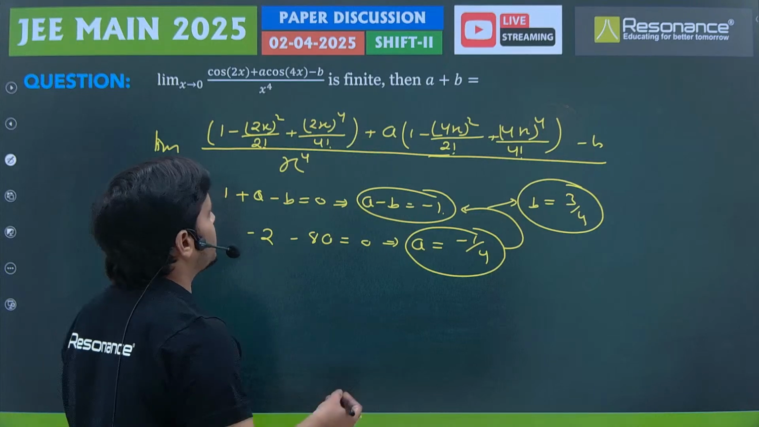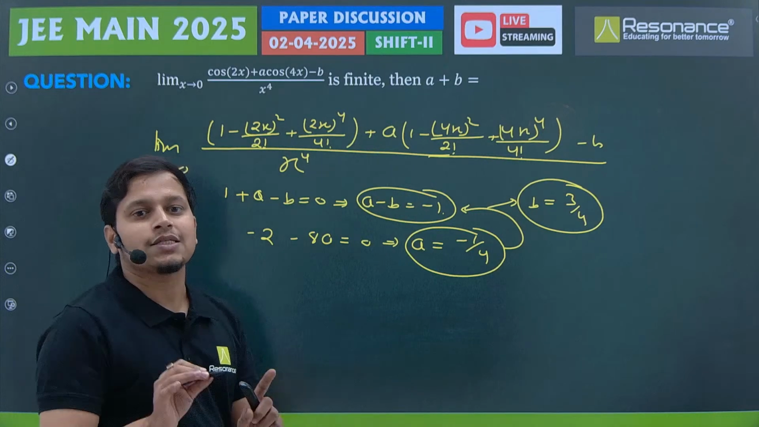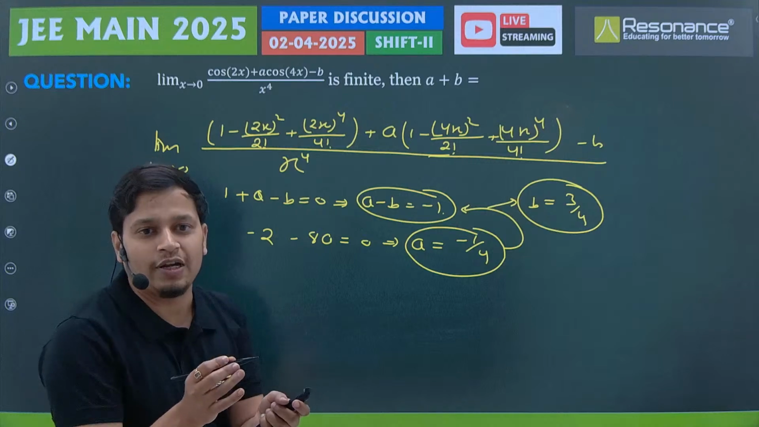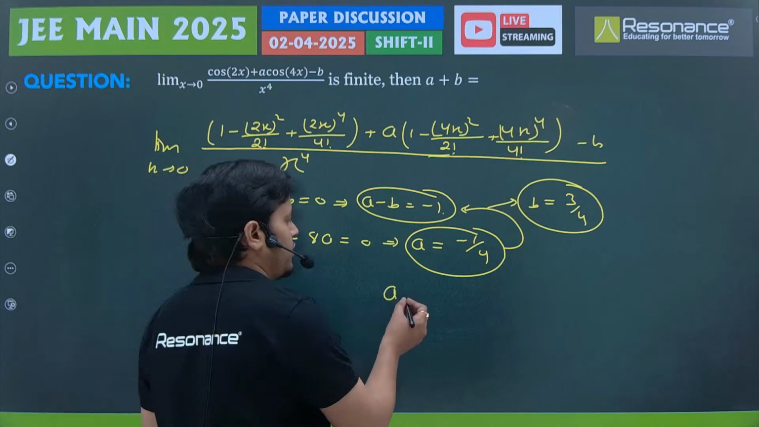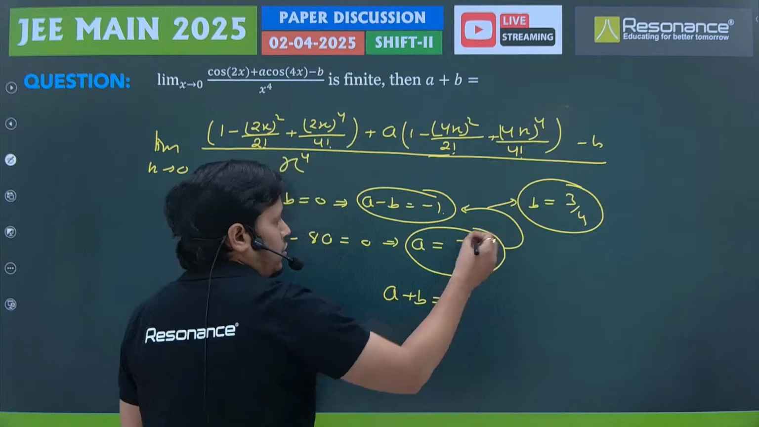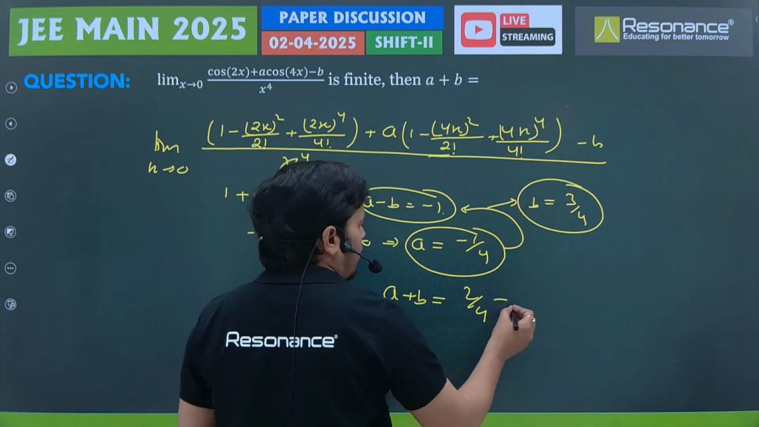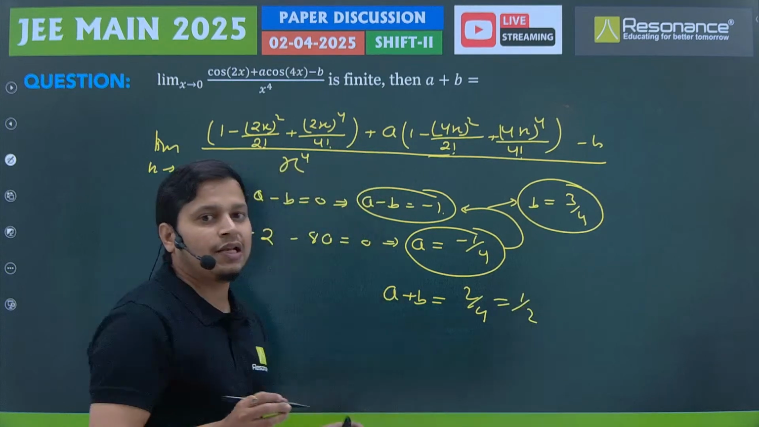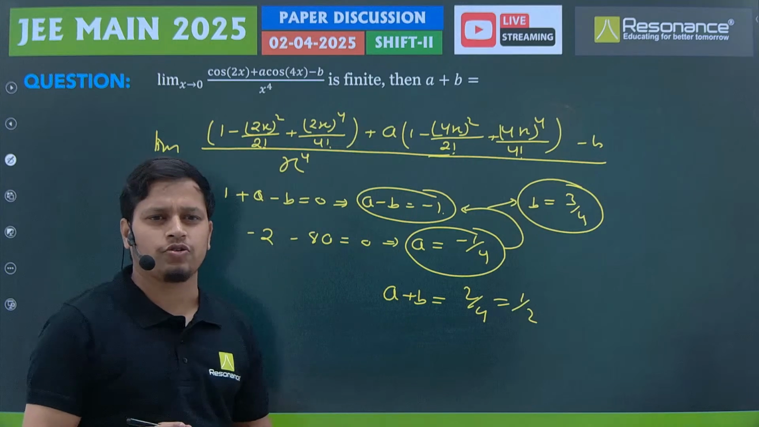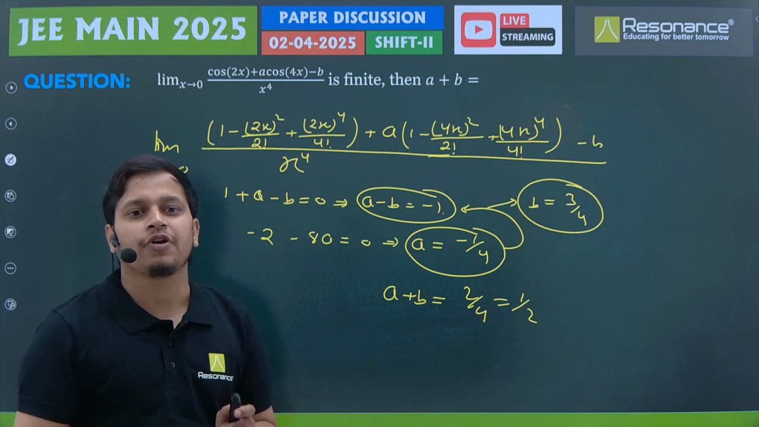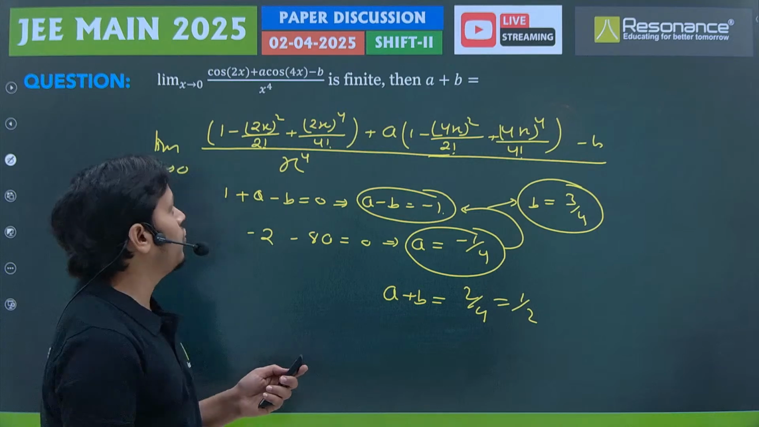By the way, what are they asking? They are just asking a plus b, it means no need to find the limit value also, just simply a plus b we got. So if we add both, what are we getting? 2 by 4, it means 1 by 2. If they ask the limit, then it is going to be the ratio of the coefficient of x power 4 in the numerator and denominator.